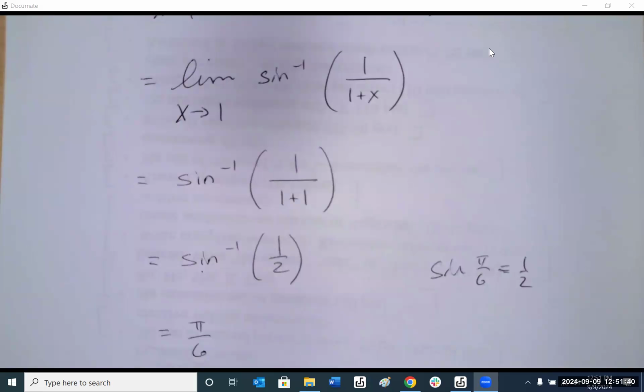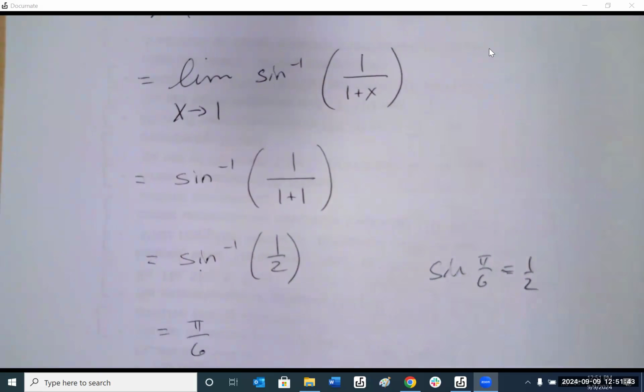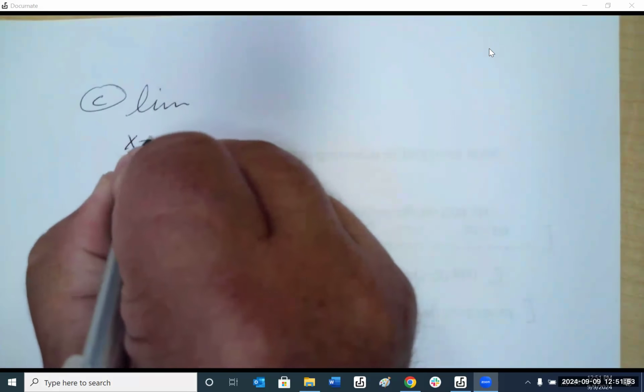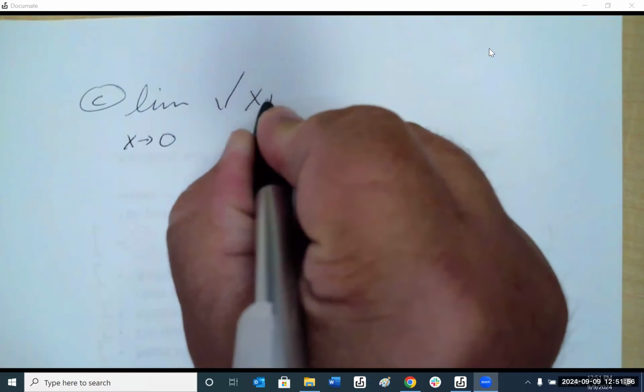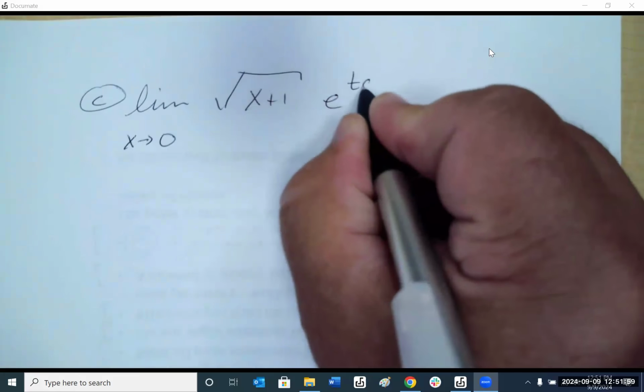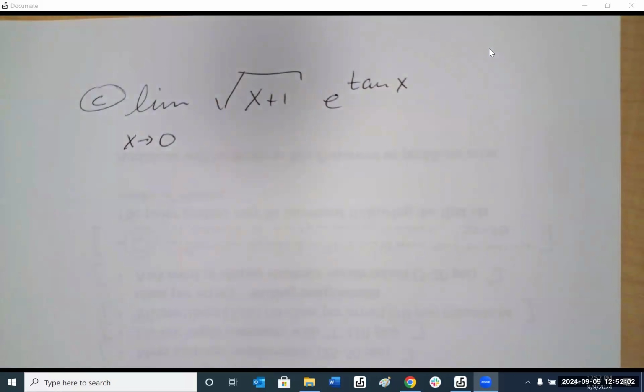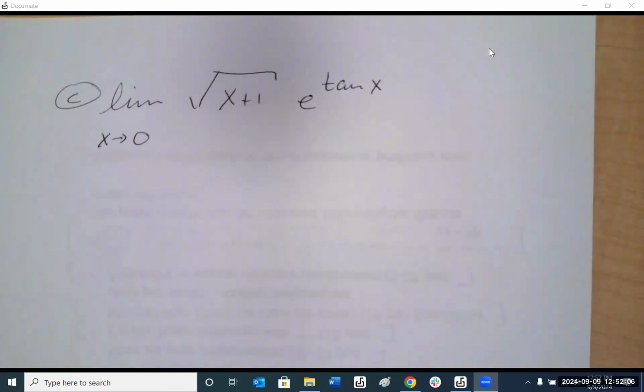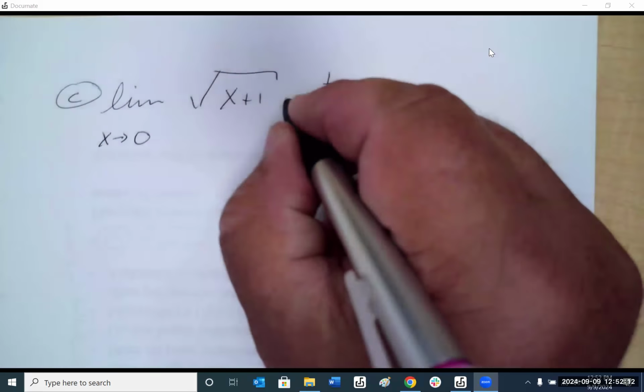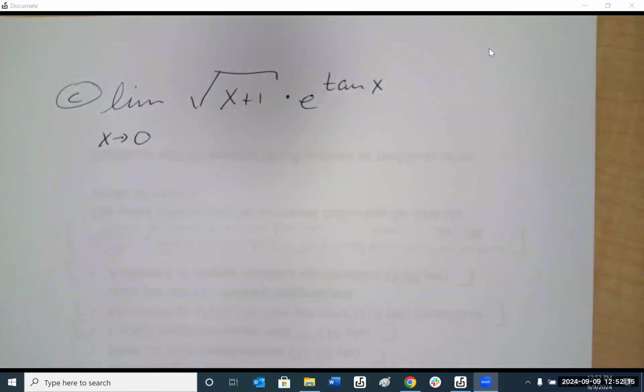And the last one is the radical times e to the tangent. C. The limit as x approaches 0 of the radical of x plus 1 times e to the tangent x. This is multiplied. Remember the product rule. The product rule says if I'm taking the limit of f times g, I can take the limit of f times the limit of g.